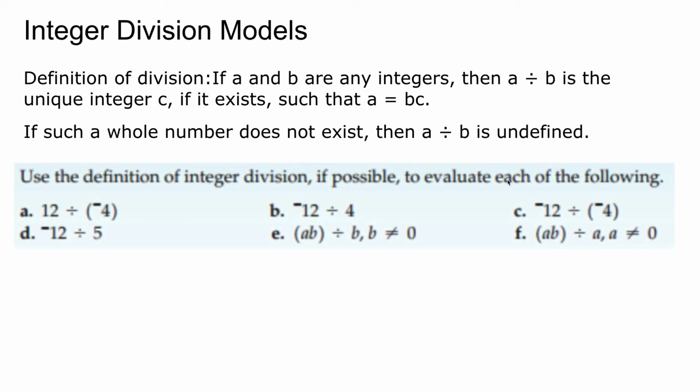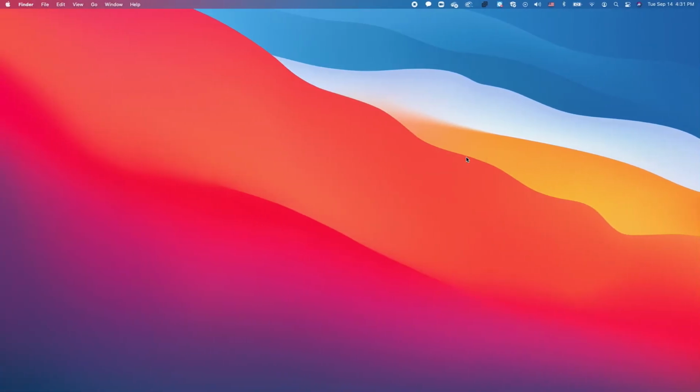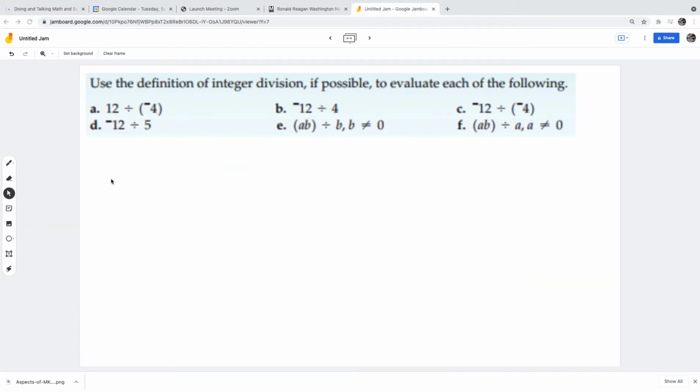Okay, so let's take a look at the examples. You can use the definition of integer division using that multiplication, so the dividend can be calculated as divisor times quotient. So let's think about these problems. I copy them down here. You want to use the definition of integer division. If there is no such integer, you can say it's undefined, right?